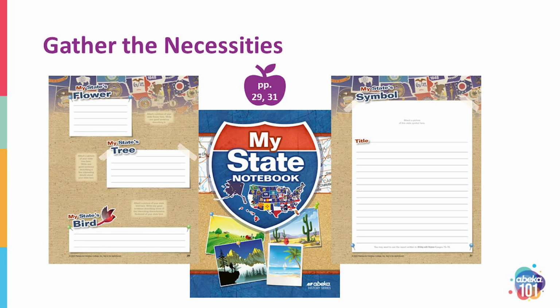So in this particular lesson, we were learning about our state flower and our state tree and our state bird and our state symbol. Notice that there are pages right in the book that are going to capitalize on that. After you've sat down with your child and taught them about the state flower, now at the end of the lesson, turn to page 29 and write a sentence telling me what the state flower is and what you learned about it.